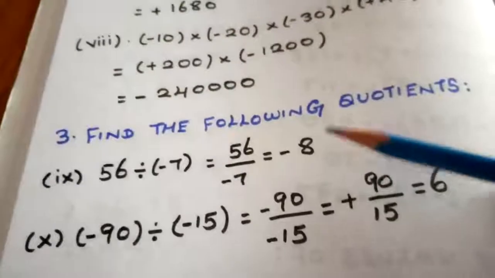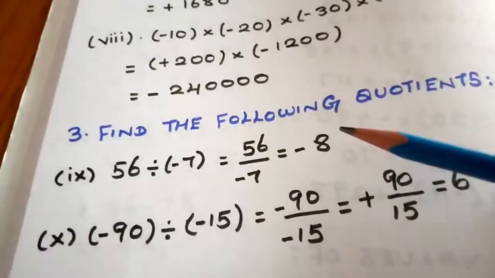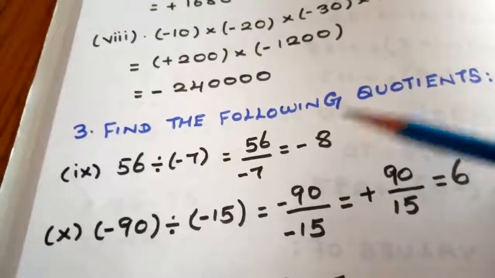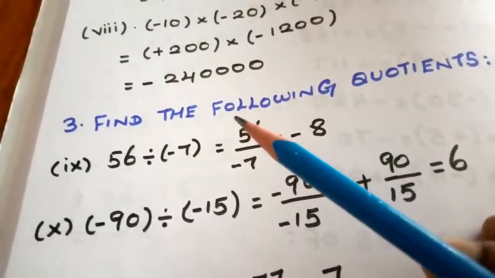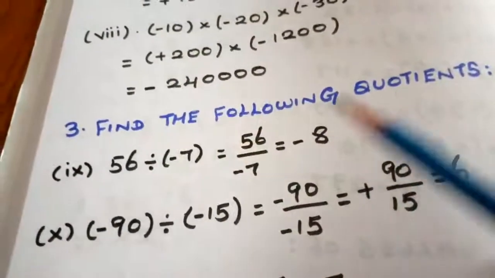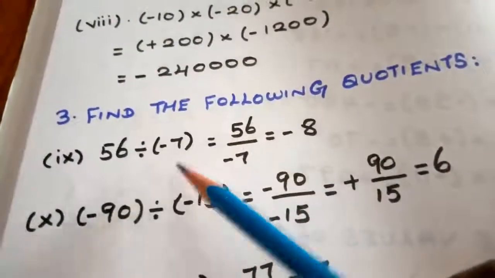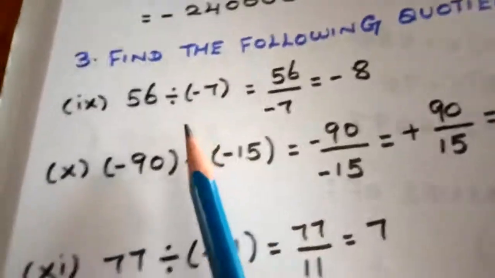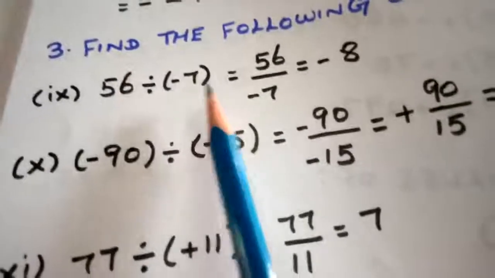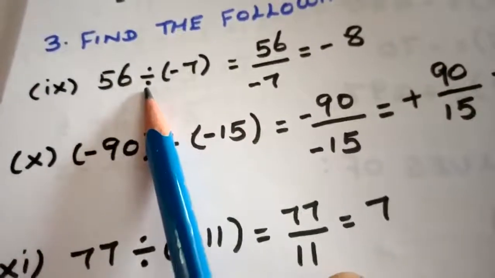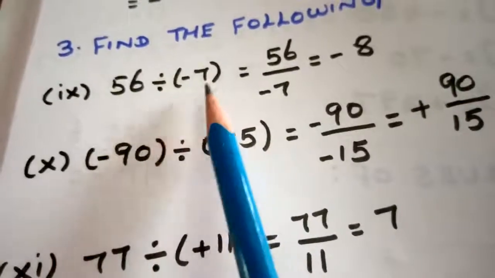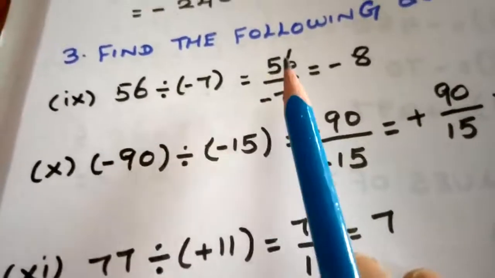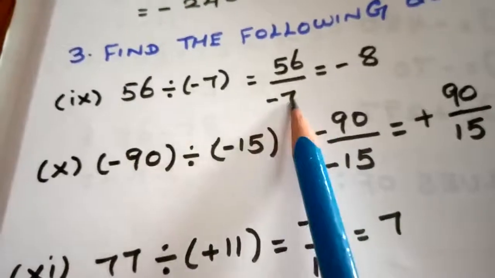Next question, we are going to see the calculation based on integers, that is, based on integer division. Find the following quotient. So they will be giving you the question in this way. So what is the question given here? 56 divided by minus 7. This is the meaning of division, divided by minus 7. So this is the thing they have given here, which is equal to 56 divided by minus 7.